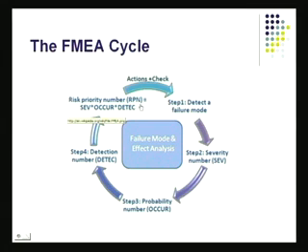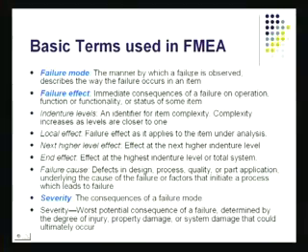Then you work out something called the RPN. Once you have the RPN, it can help you prioritize the corrective actions, as opposed to working on something else, and getting your system improved.